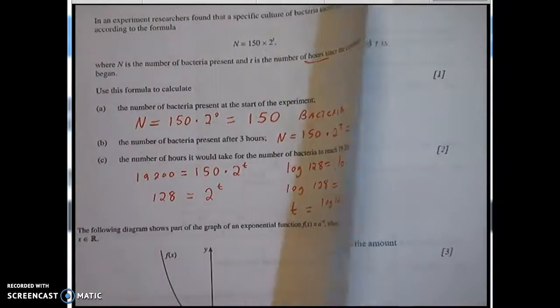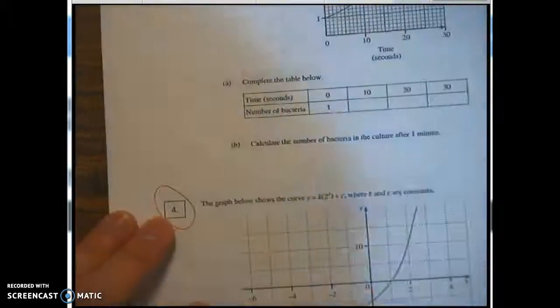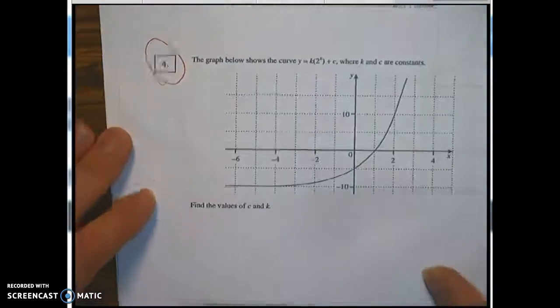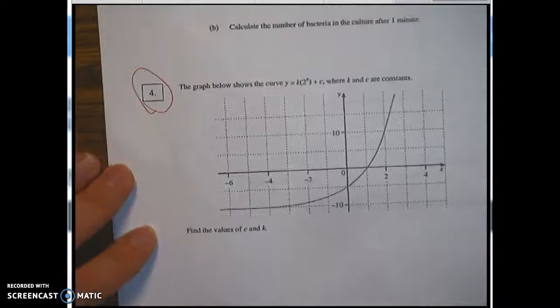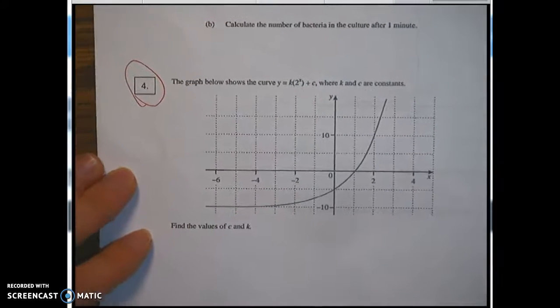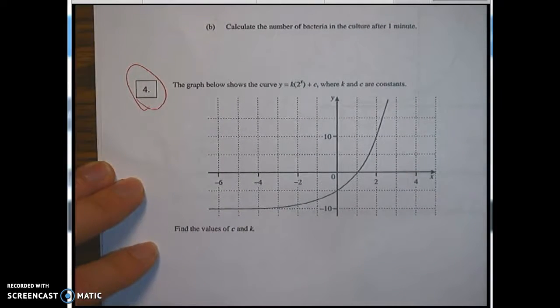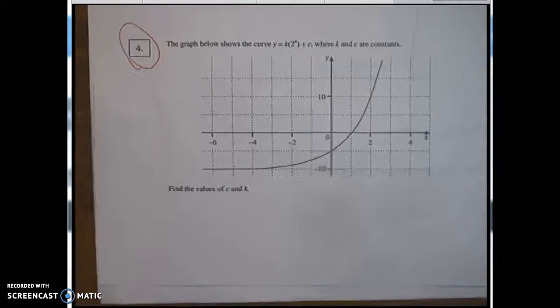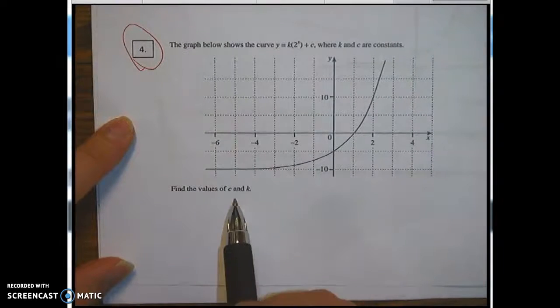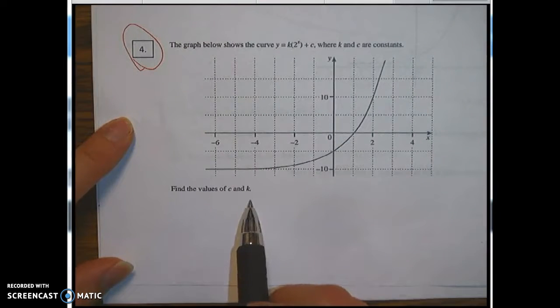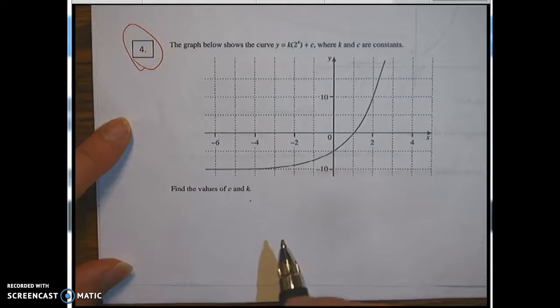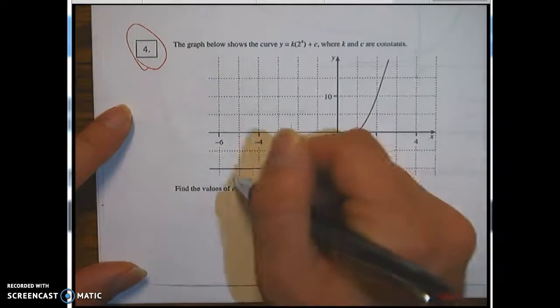I want to go ahead and look at number 4 next. Number 4 says the graph below shows the curve y equals k times 2 to the x power plus c, where k and c are constants. And we're supposed to find the values of c and k. I think a good place to start is right here.